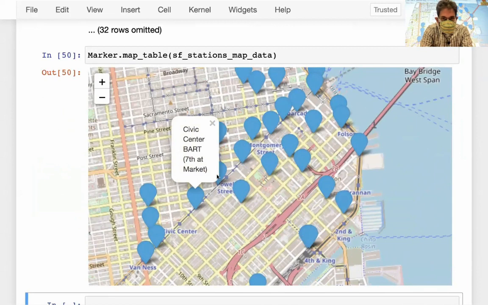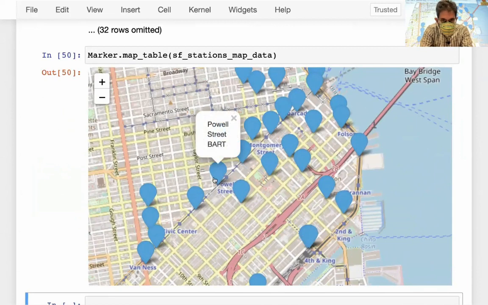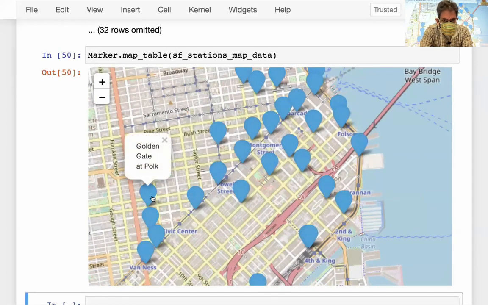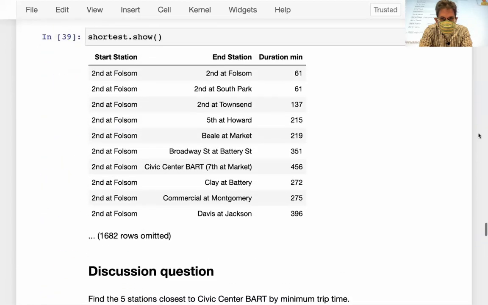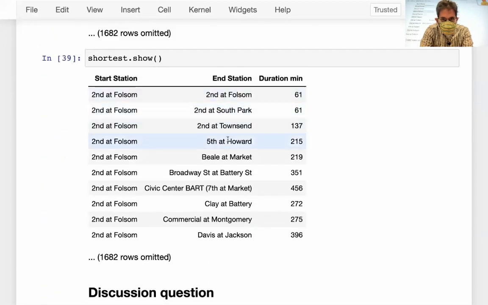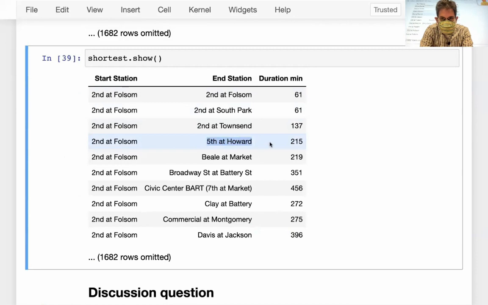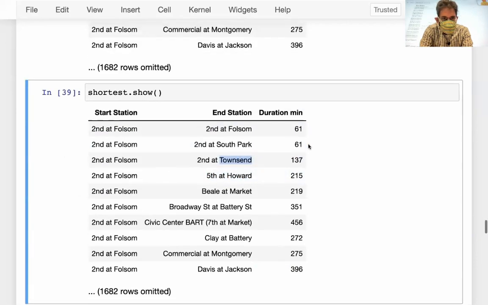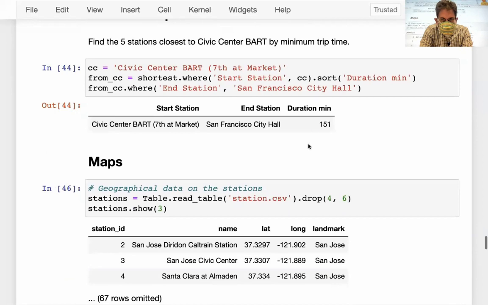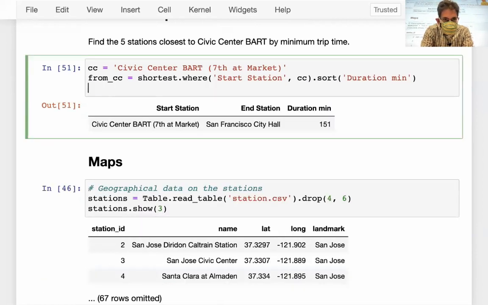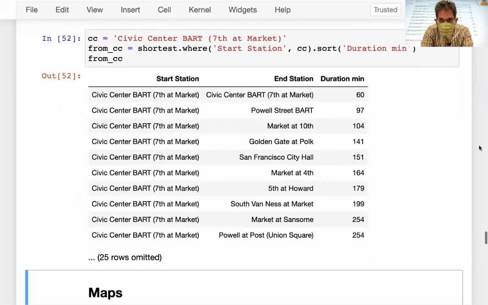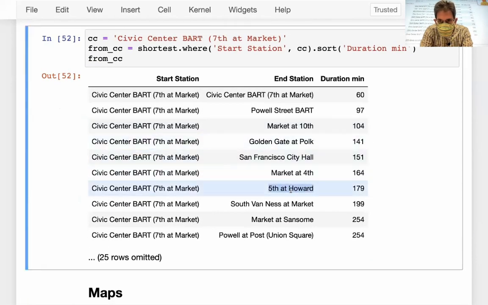There's that Civic Center BART one. The closest thing was supposed to be Powell Street BART, and it is. The next closest thing was supposed to be, wait, 5th and Howard. That wasn't on the list. Where was 5th and Howard? Oh, it was the 4th closest one. No, wrong table. Fifth and Howard was the 1, 2, 3, 4, 5, 6, 7th closest one.